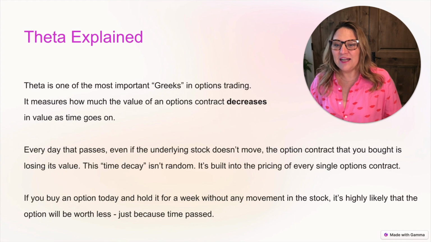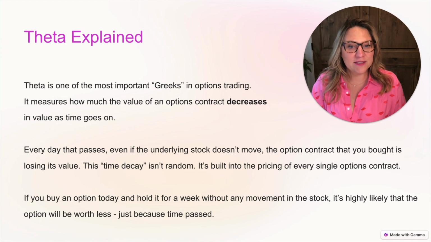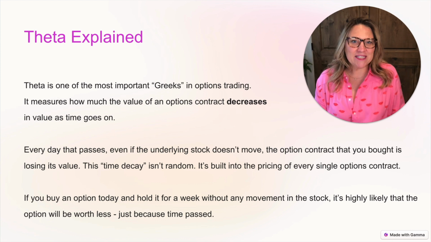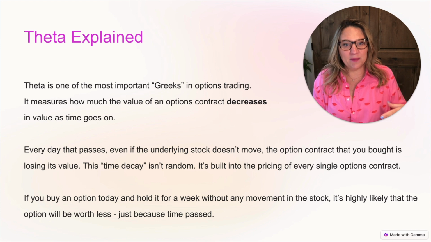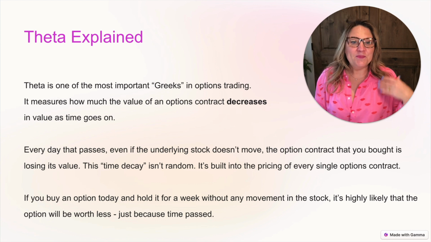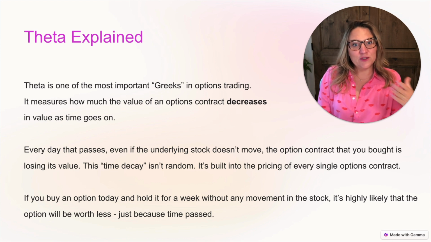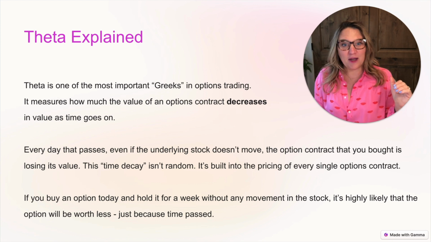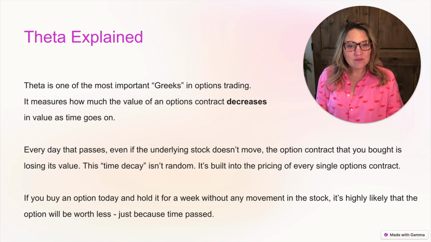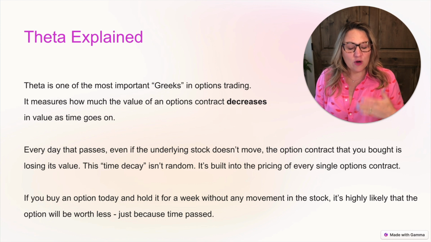All right, so theta is one of the Greeks in options trading. There are several of them. I want to say there's like 6 or 7. Theta, delta, gamma, rho. Some of these are more important than others, depending on the trade that you're doing. But theta is really important to every options trade that you could do. So it's one of the ones that I tend to focus on and really look for when I'm picking an options contract.